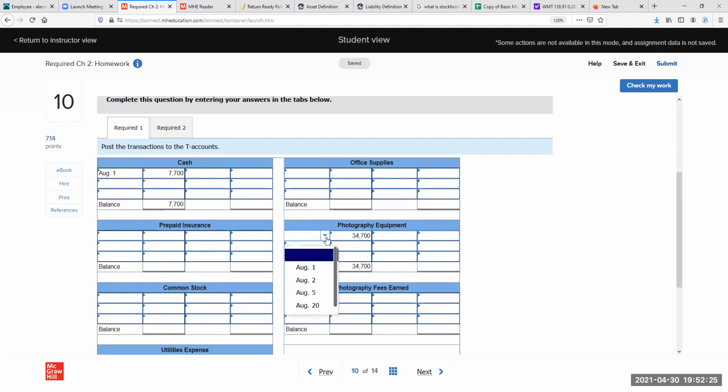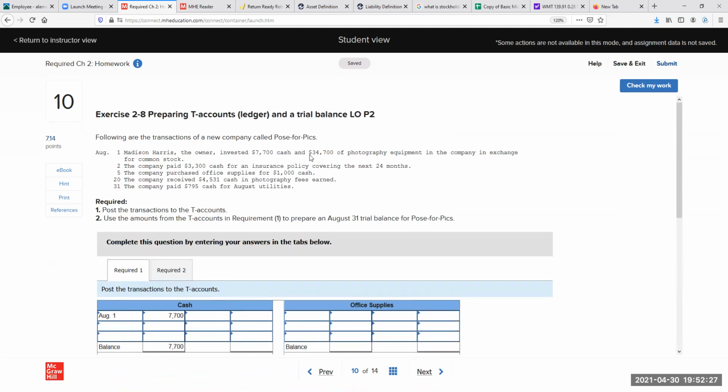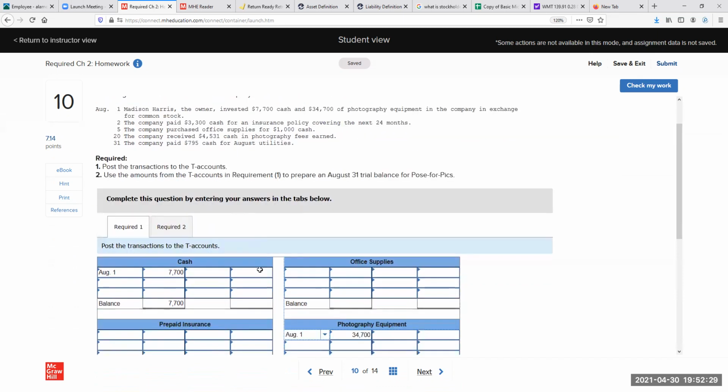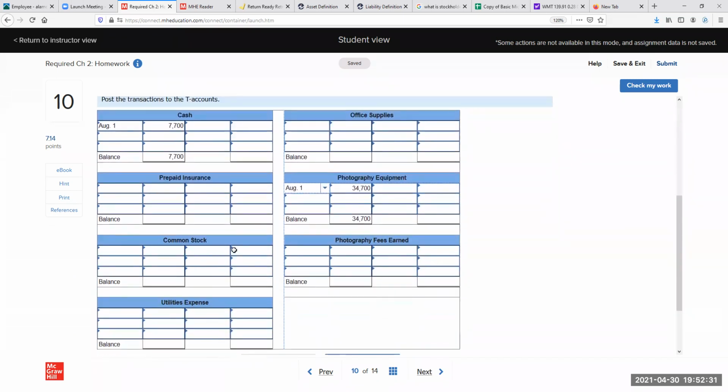And again, this is August the 1st. Is that the right number? 34,700 in exchange for the common stock. So this is August the 1st. Or do they want the date? Yeah, August the 1st. So she starts the company with 42,400, I think.